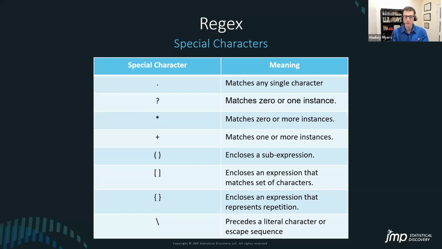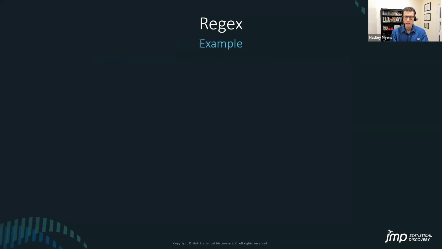Now there are some other characters as well. I won't go through all of these, and there are many more that I haven't captured, but I thought to put them in this table and save them here so that if you like, you can pause this and see exactly what these are. So let's look at an example.